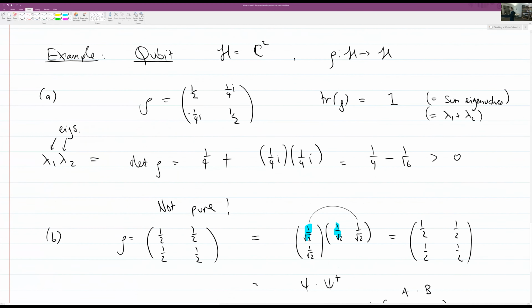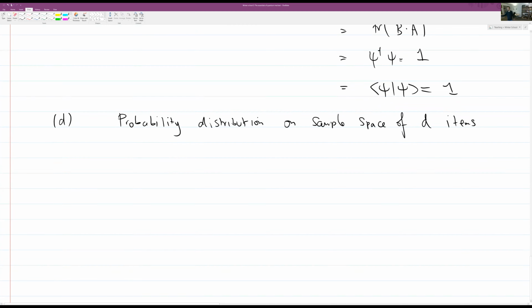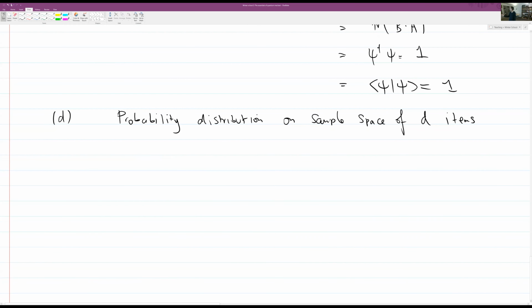Okay, there's one further example of a state that you should definitely know. And that is if you have a probability distribution, and this is how you can take your knowledge about probability theory and upgrade it to a knowledge about quantum mechanics. If you have a probability distribution on a sample space of D things, D items, then, what's a probability distribution on a sample space of D items?